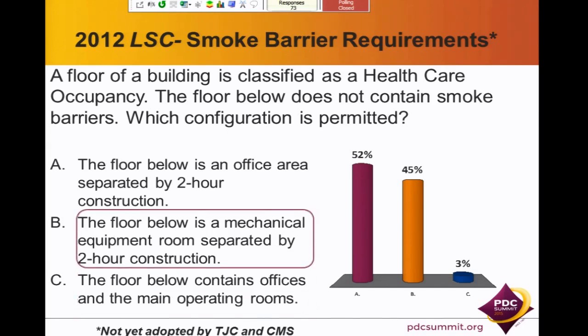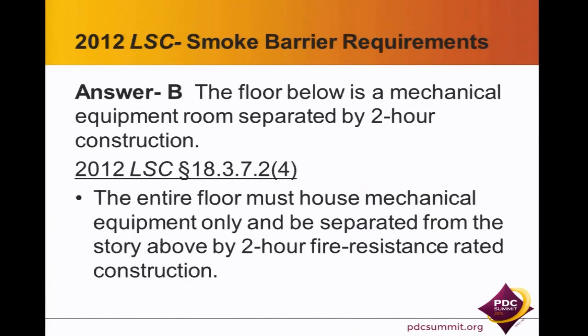All right, the correct response is B. The floor below is a mechanical equipment room separated by 2-hour construction. Now this is a special caveat in the code specifically for areas with only mechanical equipment. The entire floor must house mechanical equipment only and be separated by that 2-hour fire resistance rated construction. In terms of the business occupancy, selection A, that 2-hour really only serves as the occupancy separation. It does not take away the requirement for the smoke barrier on the floor below healthcare.